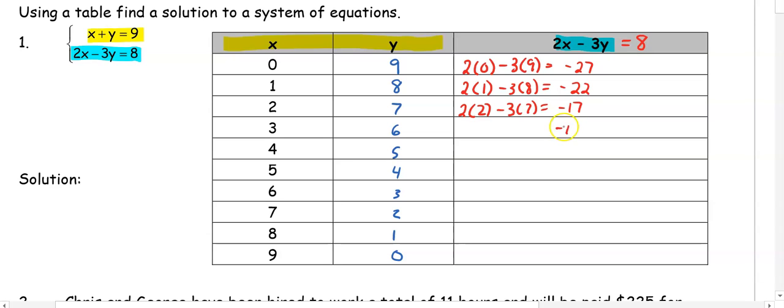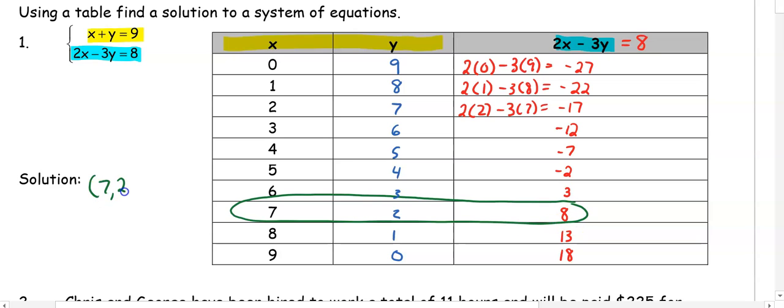So the next rows would be negative 12, negative 7, negative 2, 3, 8, 13, and 18. If I want to double check anything, I can always just go back to my calculator. So in this case, we want to figure out what row is equal to 8. Well, that's this row of 7, 2. So our solution is 7, 2.